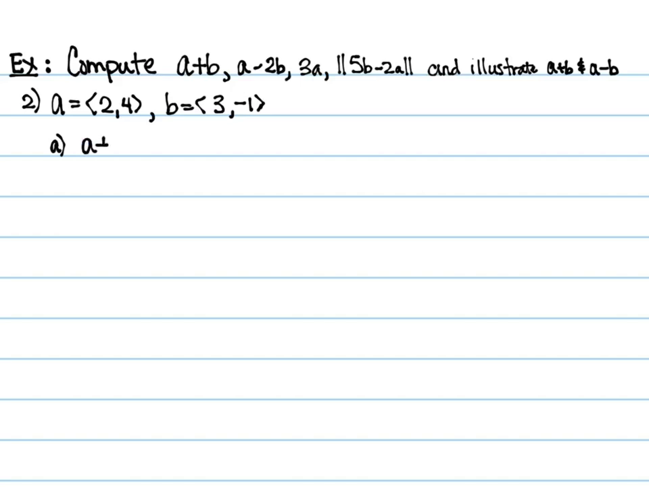So when we take A plus B, what would you want to be true? That you just add them component-wise, right? And you do. It actually works. So we would have 2 plus 3, we would have 4 plus a negative 1. And so the result would be what? 5, 3? Yeah.